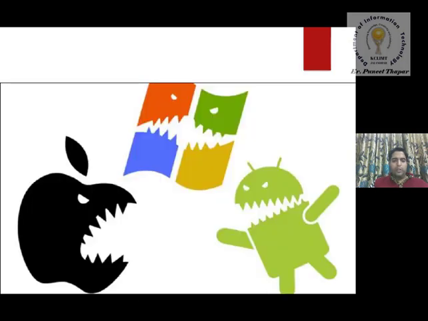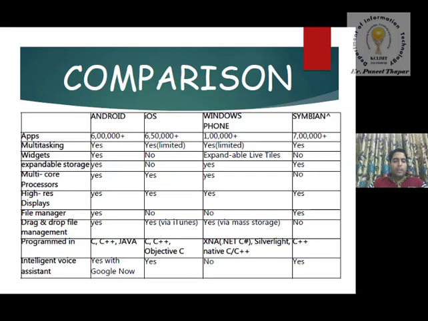Next we discuss the war between these mobile operating systems: Windows, Apple, and Android. We discuss it with the help of some comparisons. You can see the various parameters of comparison like apps, multitasking, widgets, and expanding storage. On the basis of this, we will compare these four. Android has 6 lakh plus applications, iOS has more applications, Windows has fewer, and Symbian has more. Multitasking is performed in all of them, and widgets are supported more in Android, but iOS does not use any widgets like this.